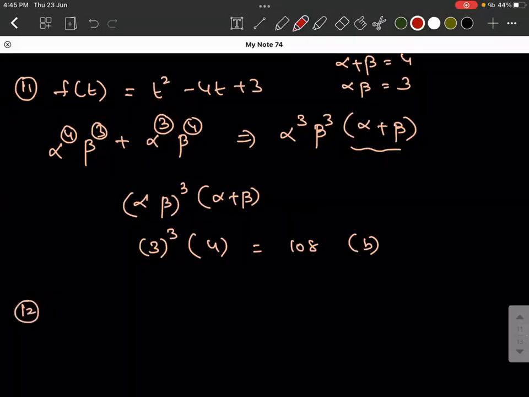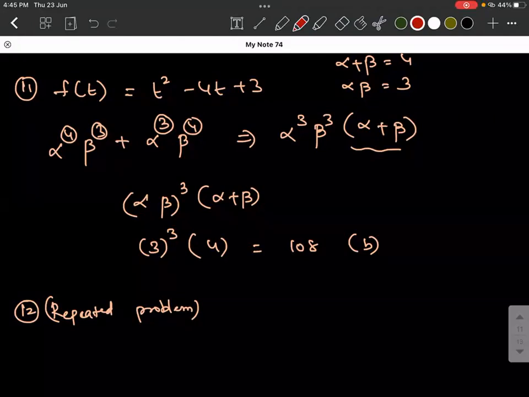So the 12th one. Now you guys do this. This is a repeated problem. 2x cube plus ax square plus 3x minus 5 and x cube plus x square minus 2x plus a leave the same remainder when divided by x minus 2. So what will you use? Remainder theorem. So what is the factor? x minus 2. So substitute x equal to 2 in both the polynomials and equate them. One unknown, one equation, solve it. Two minutes time, make it fast.